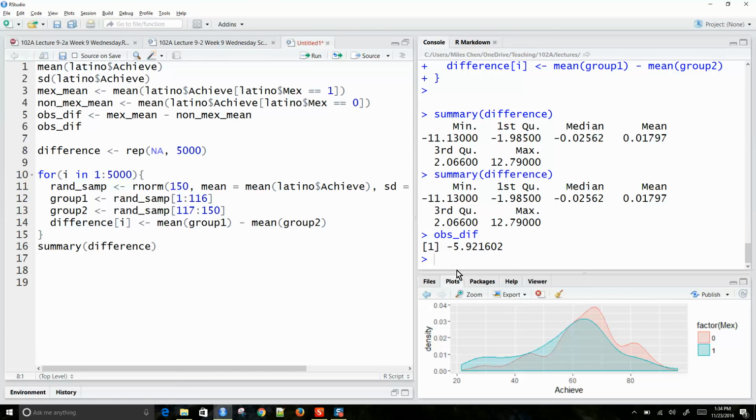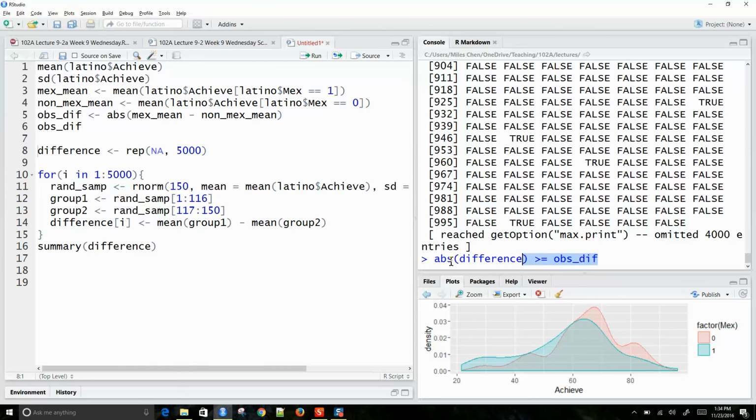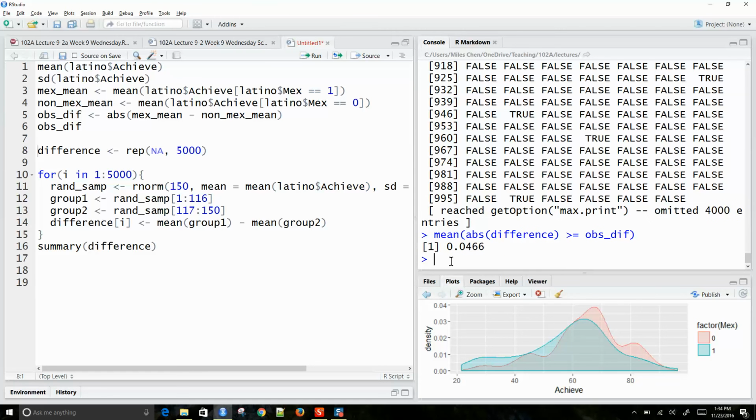So actually, I should probably make it positive. My observed difference will be the absolute value here. Okay, and then we're going to just ask, is the difference, the absolute value of that, greater than or equal to the observed difference? So this will be a vector of trues and falses, right? 5,000 of them, okay? So we don't want that, we just want the mean of this. How often did this happen? Okay, so this happened about 4.6% of the time, according to this.